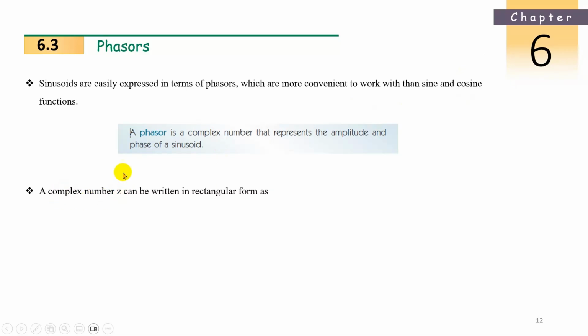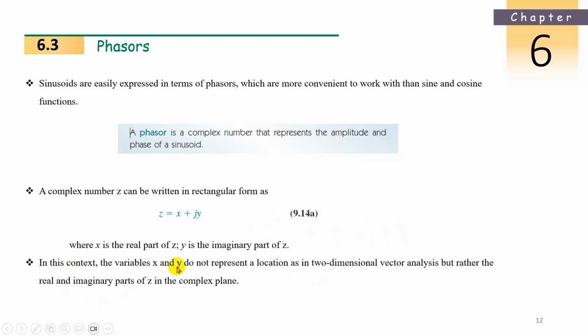A complex number, which we generally denote with z, can be written in rectangular form. We have told you three formats are there: rectangular form, polar form, and exponential form. In rectangular form, z can be written as z equal to x plus jy. This is the format of a complex number, where x is the real part and y is the imaginary part of the j. How to find x and y, we will see.